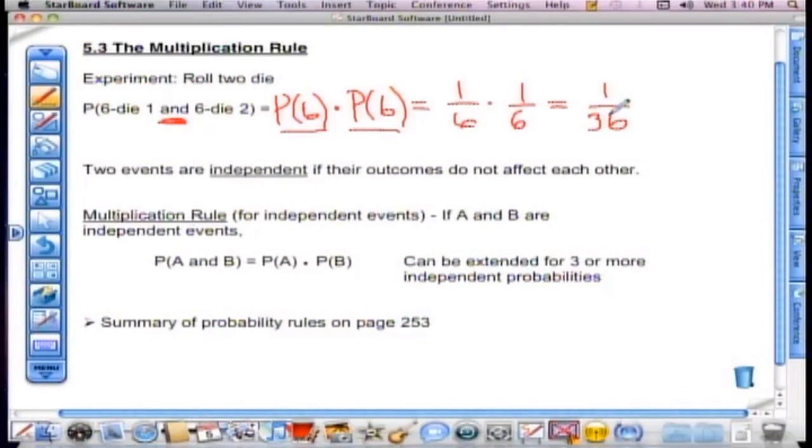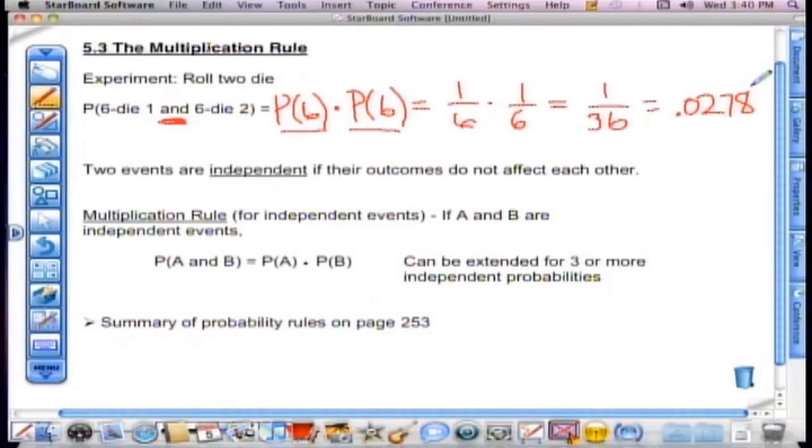And that decimal is 0.0278. So that will happen less than 3% of the time. You'll roll 2 die and get 2 6s. Okay.